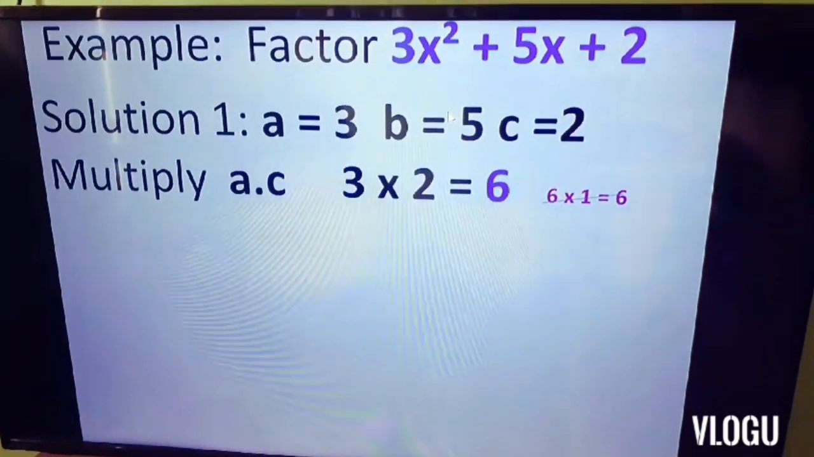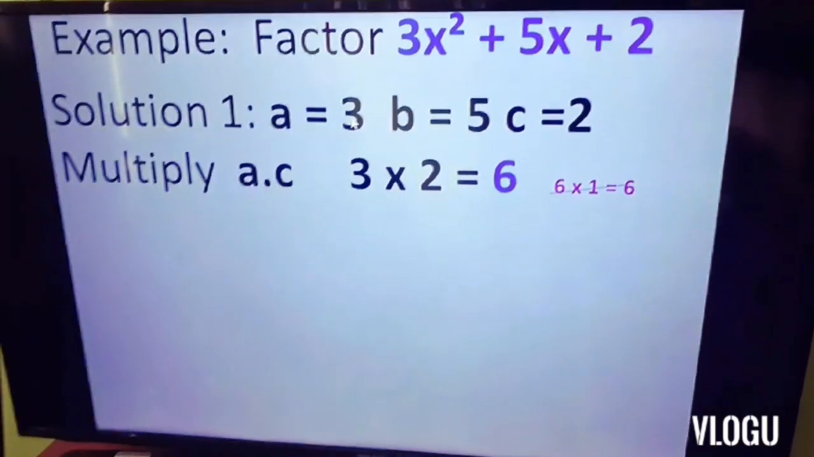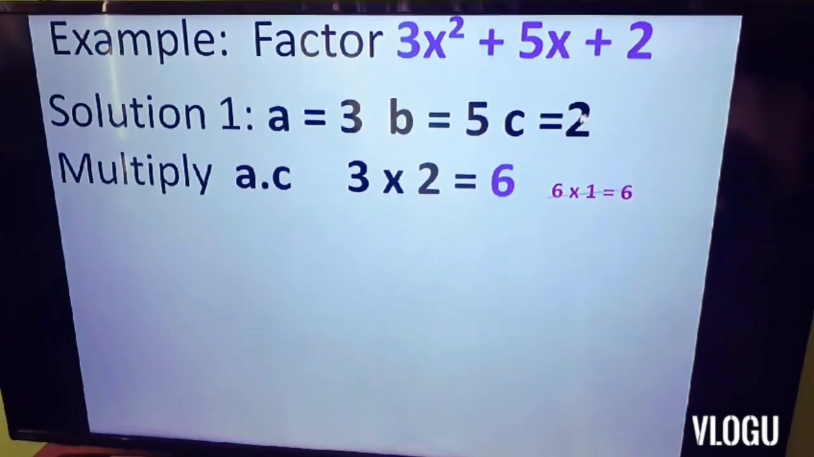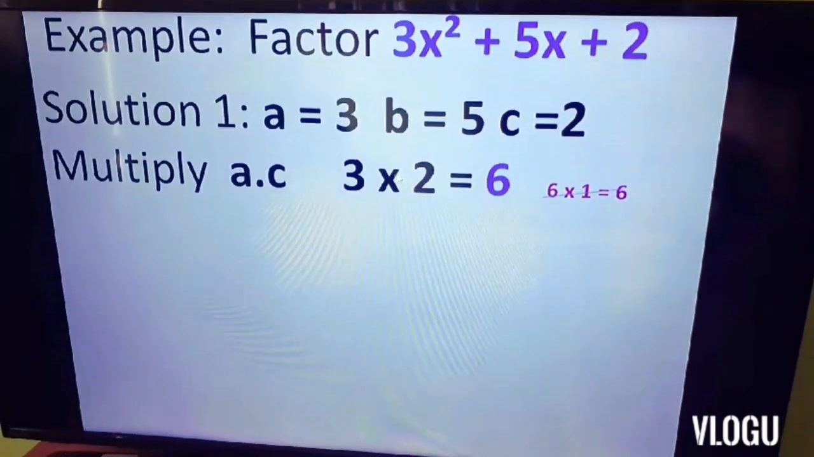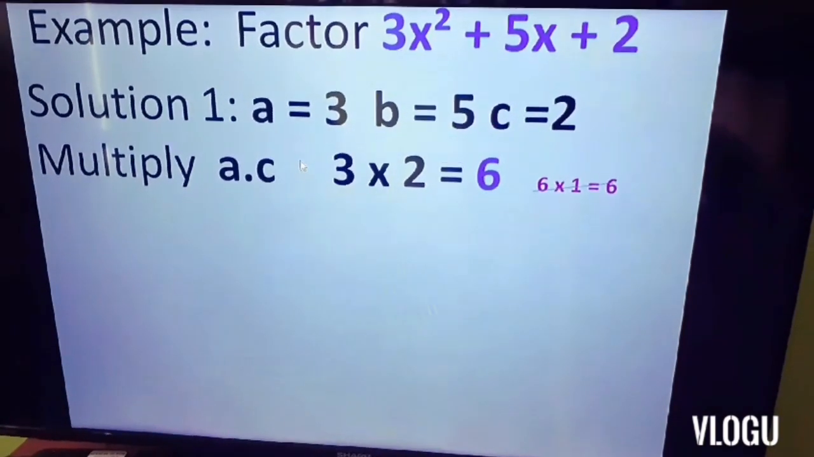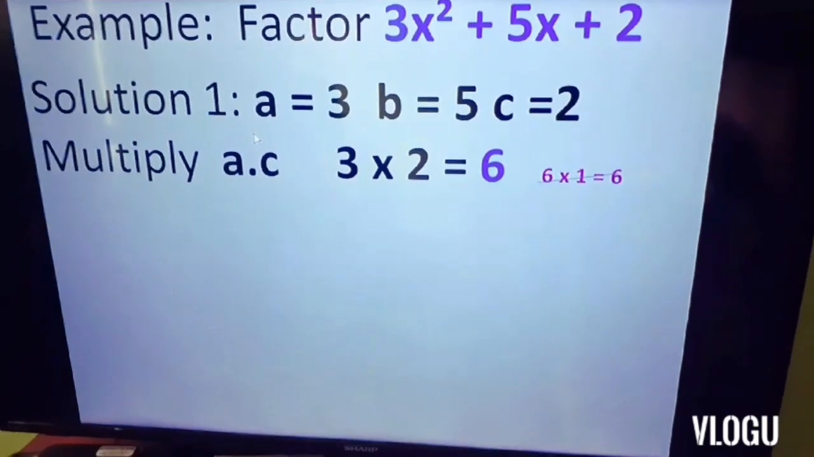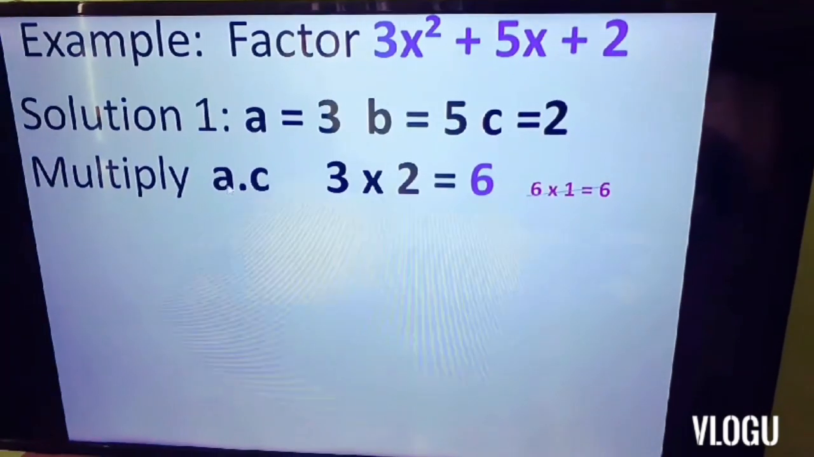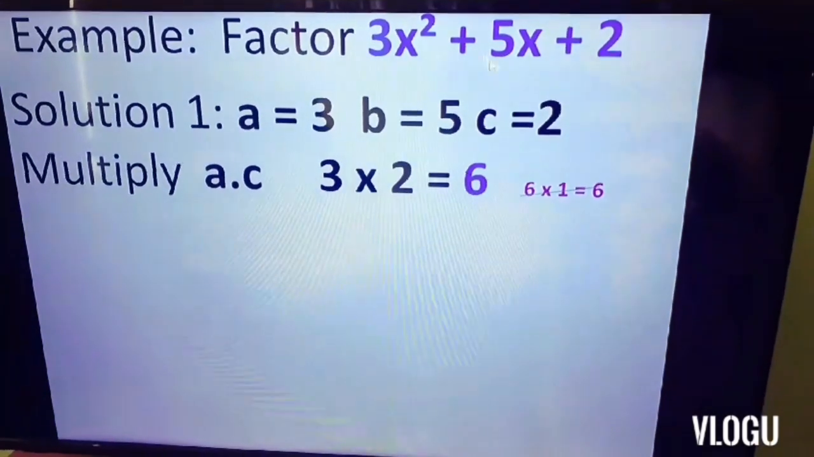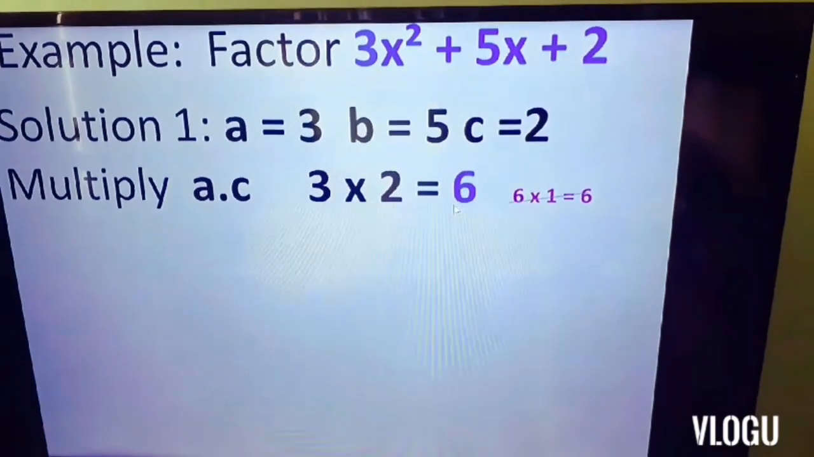Unang solution natin, we have first to find out the value of A, which is equals to 3, the value of B equals to 5, at the value of C is equals to 2. Now, isa sa hakbang natin, unang dapat na gawin ay we have to multiply A and C, that is A times C, where A is 3 and C is 2. If we multiply that, it would be equals to 6.